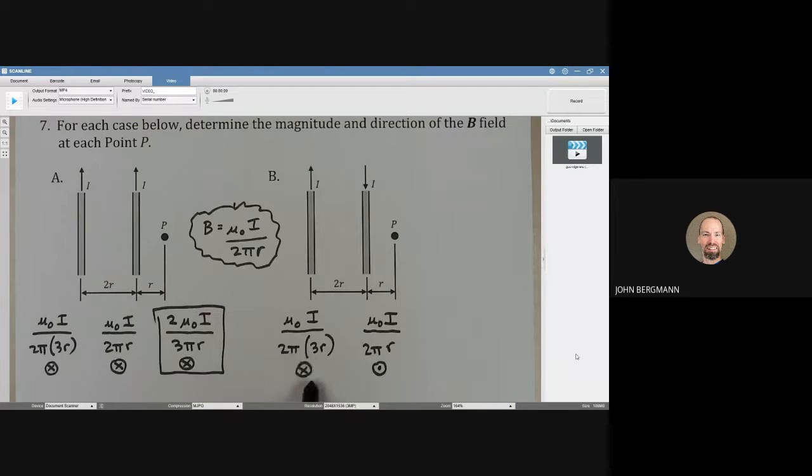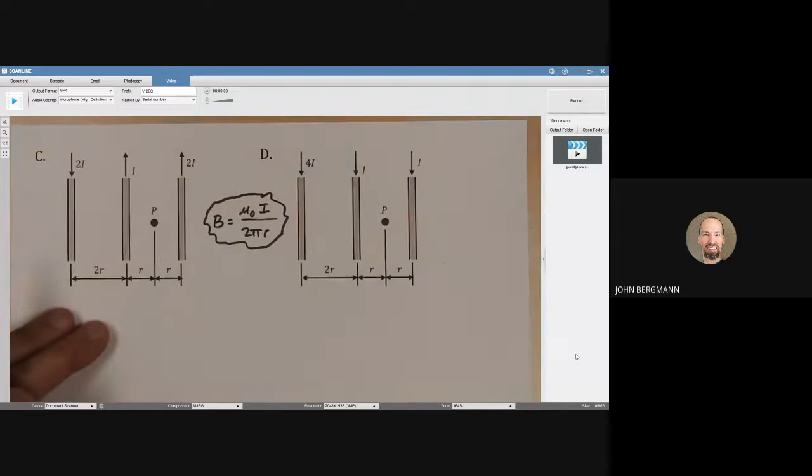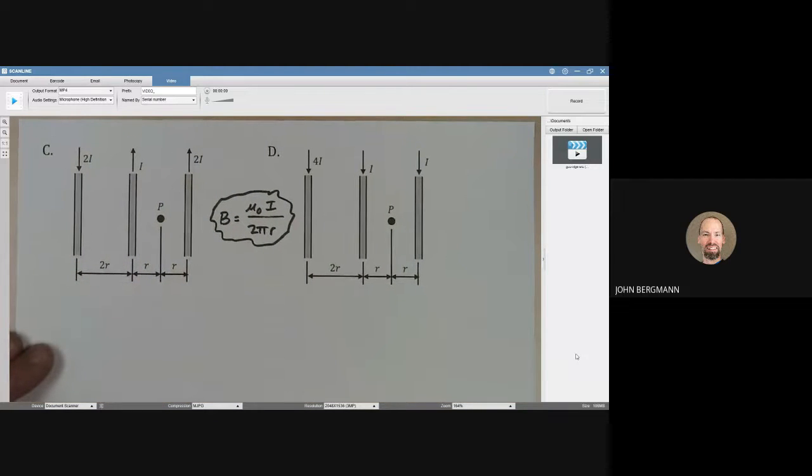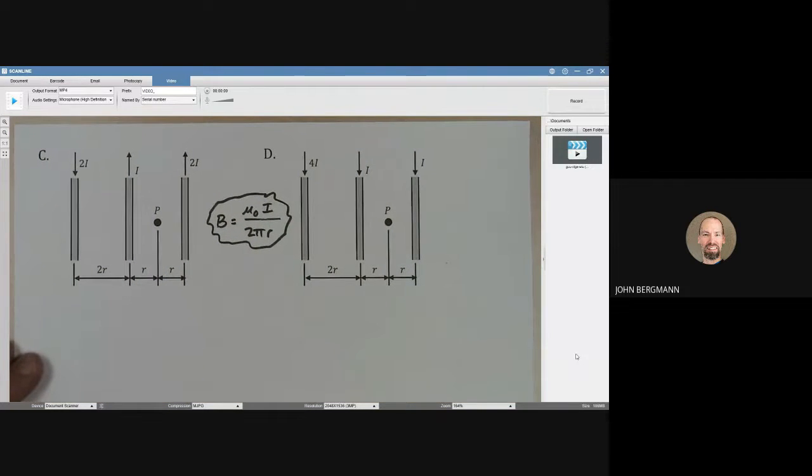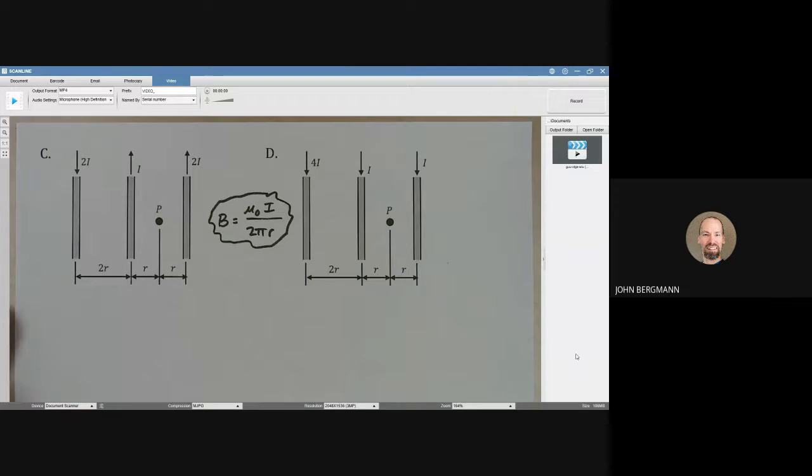This looks to me to be 1/6. This looks to me to be 1/2. And because we have to subtract those, we're going to end up with 1/3, aren't we? Mu naught I over 3 pi r. And who's going to win here? The 1/2 contribution is bigger. We're going to have a net out of the page. Feel free to stop the video and do these problems on your own before I just charge through the answers.